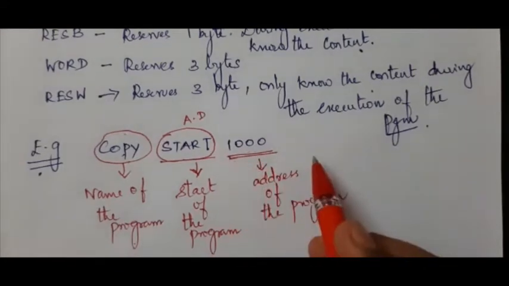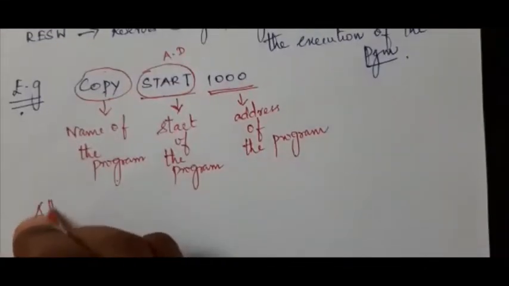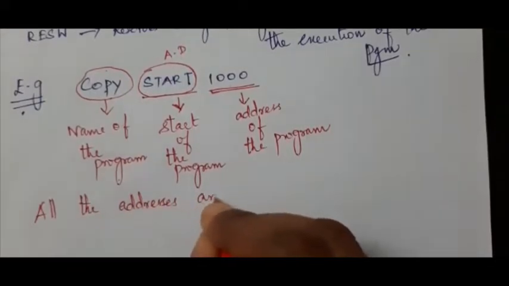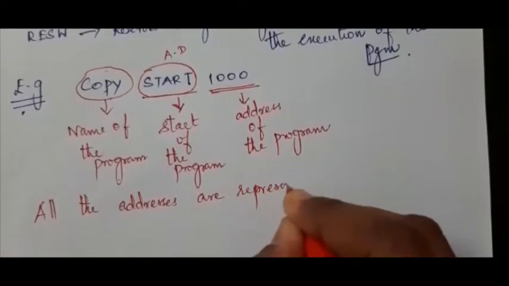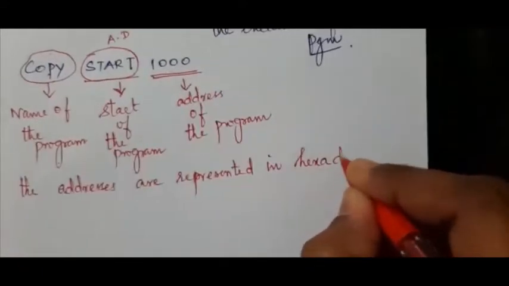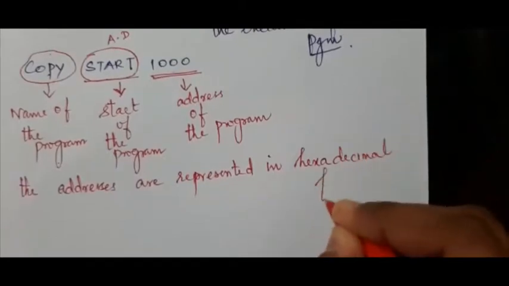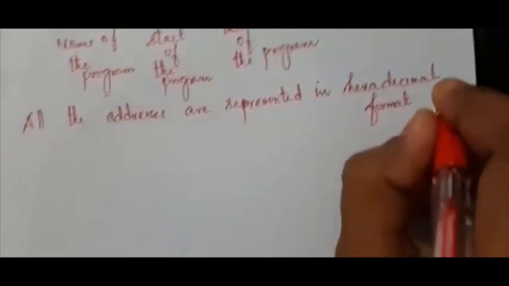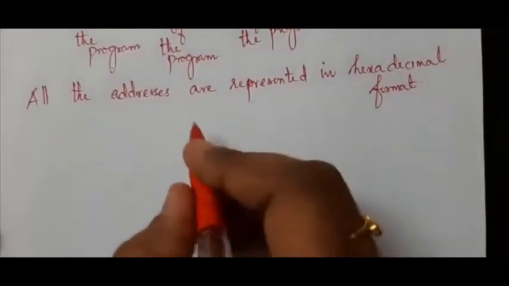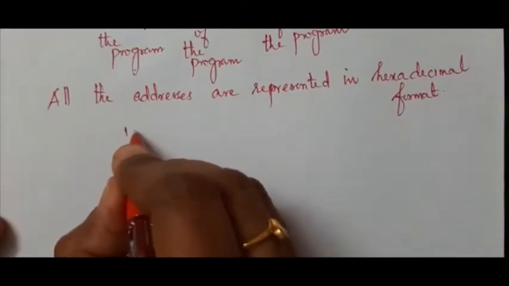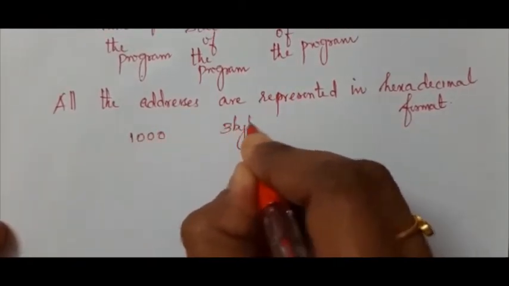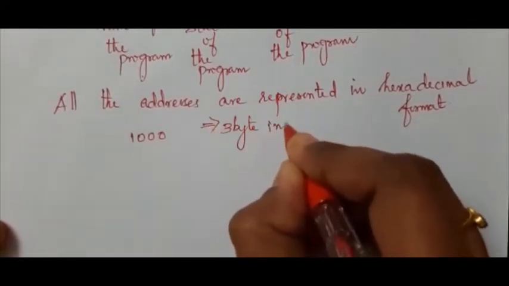So all the addresses are represented in hexadecimal format. For example, how do we specify the address in hexadecimal format? I'll tell you. The starting of the program is 1000. If it is a 3 byte instruction, we are using here a 3 byte instruction.